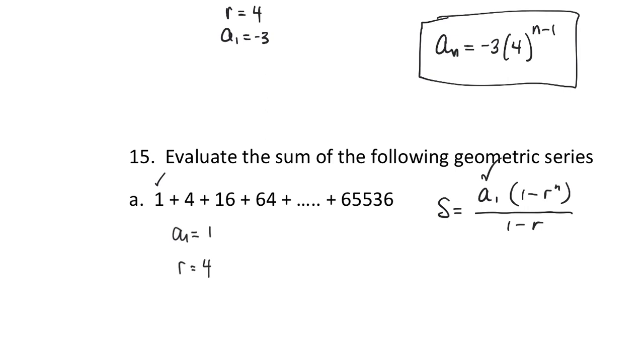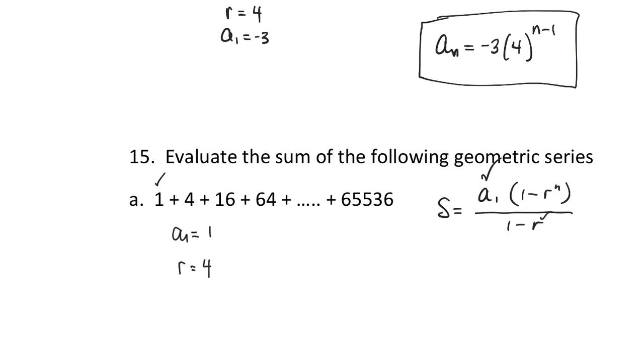So we know r. What we don't know is n. N is the number of terms that are being added. 65,536, we don't know if that's the 10th term, the 40th term. We don't know. So we need to use the nth term formula, kind of like we did in a previous problem, to figure out what spot of the sequence this value occupies. So we need to write the nth term.